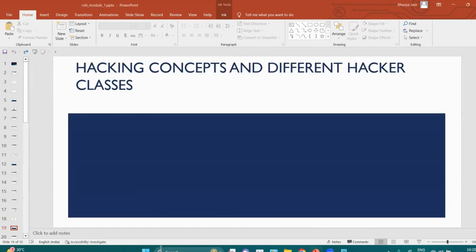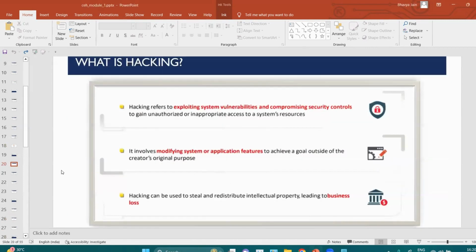Then we have hacking concepts and different hacker classes. First, what is hacking? Hacking is gaining access inside a machine without permission. That is simply hacking: you are gaining access, exploiting the system, the server, the devices without permission. That is known as hacking. So this is a simple definition.